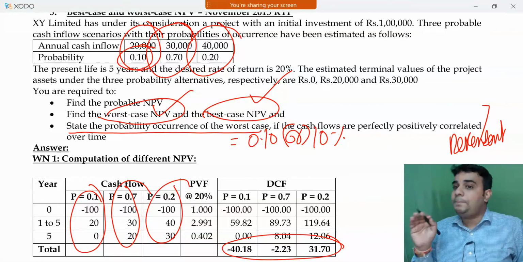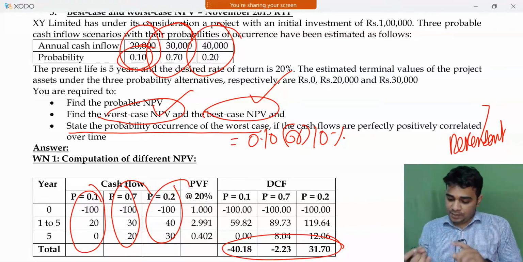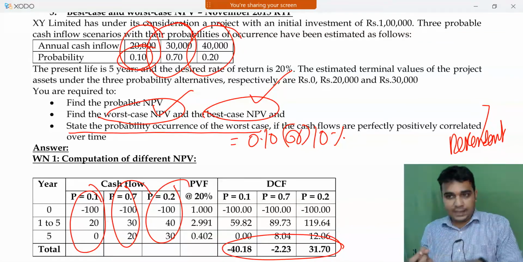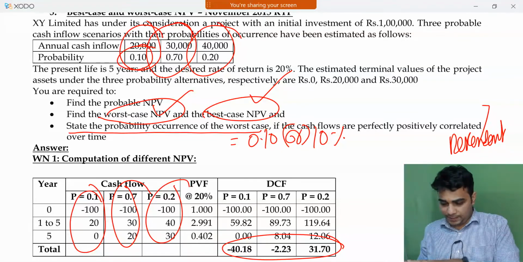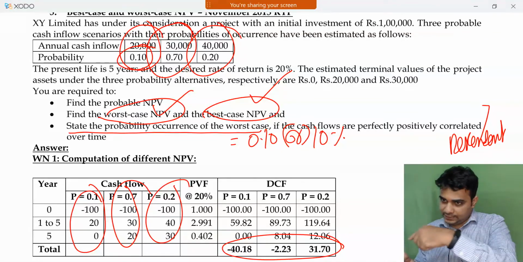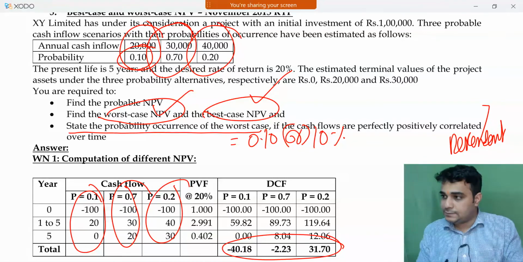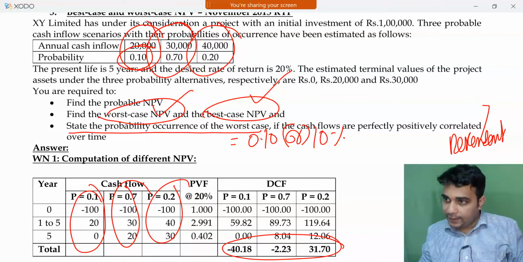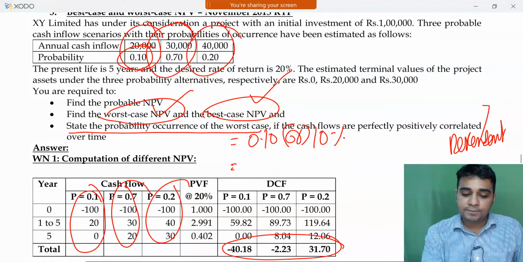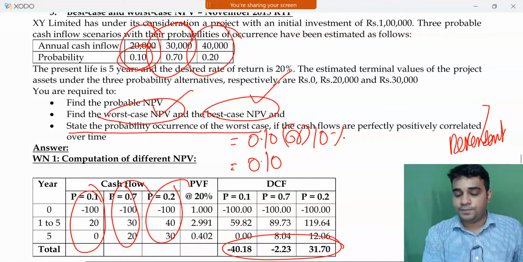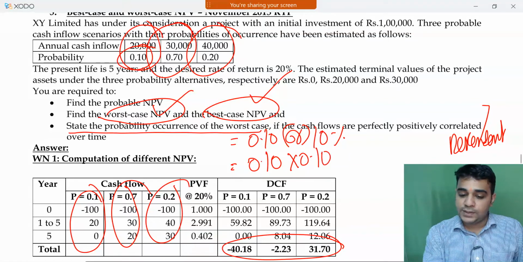If they are independent, the first year has to be bad, the second year has to be bad, the third, fourth and fifth years have to be bad. If they are dependent, all years also have to be bad. But if it's independent, the first year bad is 0.10, the second year bad is again 0.10, the third year bad is again 0.10, the fourth year bad is 0.10, and the fifth year bad is 0.10.